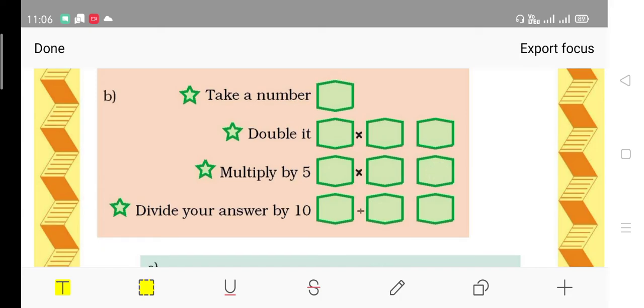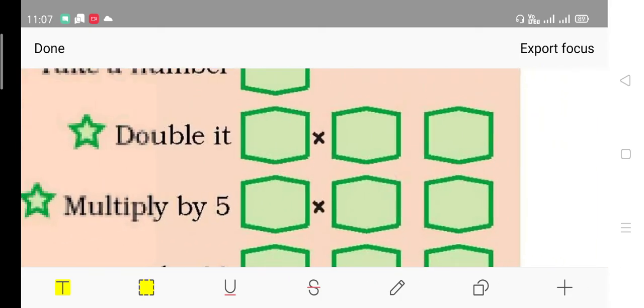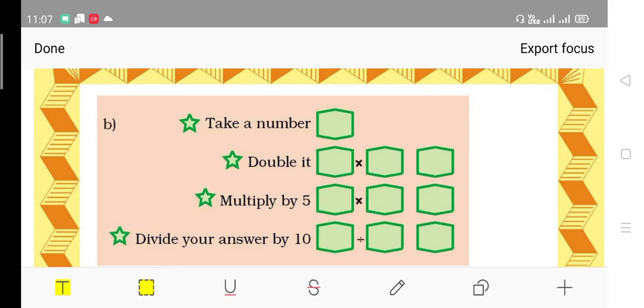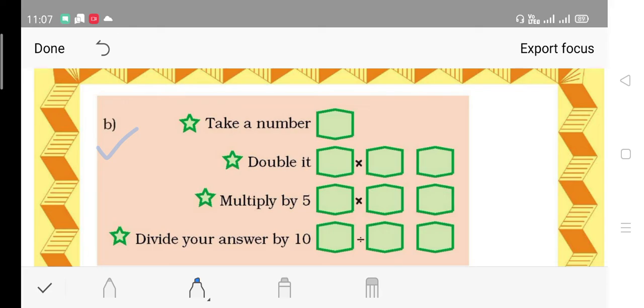Okay, now take a number and double it, and you get the answer, multiply it by 5, and so forth. Okay, and then divide your answer by 10. You will get this kind of patterns. So these things you are going to do by yourself. It's a magic. I hope you will understand, because everything is the same, only you have to change the number. Fine, so you will do it by yourself with pencil in your textbook. Fine dear students.